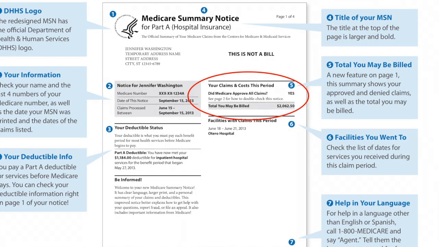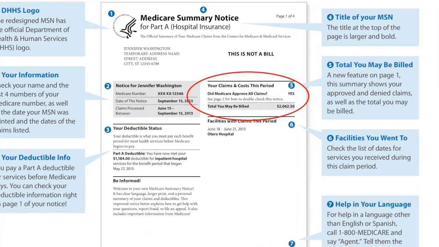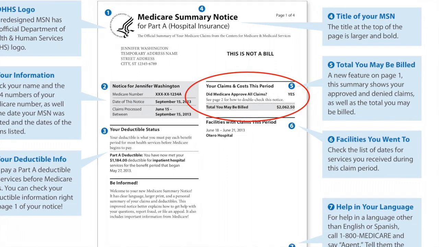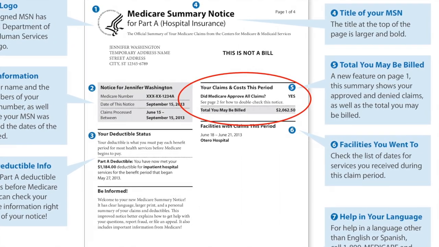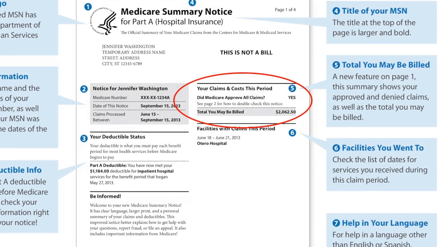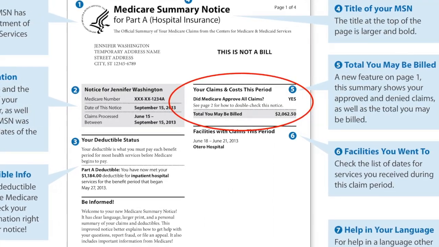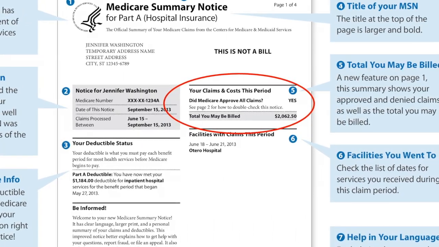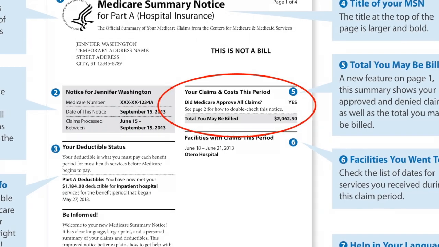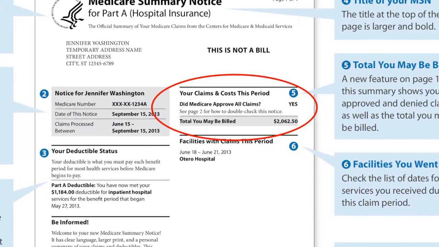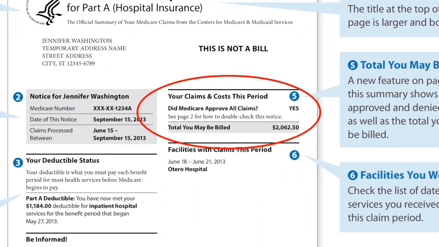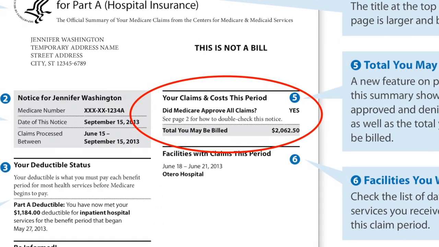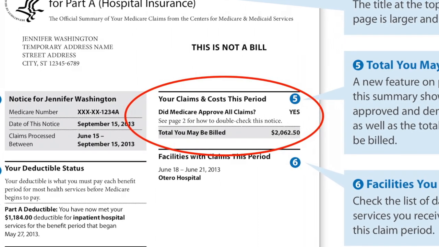Moving on. On the top box on the right-hand column of the summary notice is the total you may be billed section. This will tell you if Medicare approved all claims in the notice. Please be aware it is not uncommon for Medicare to reject certain claims, as many services are billed in groups, and certain rejected claims are not your responsibility to pay. This will be covered in the next couple of pages. In the small gray box under that is the total amount which may be billed. This is the amount of bill not paid by Medicare and will either be paid by you or a third party, such as private insurance.